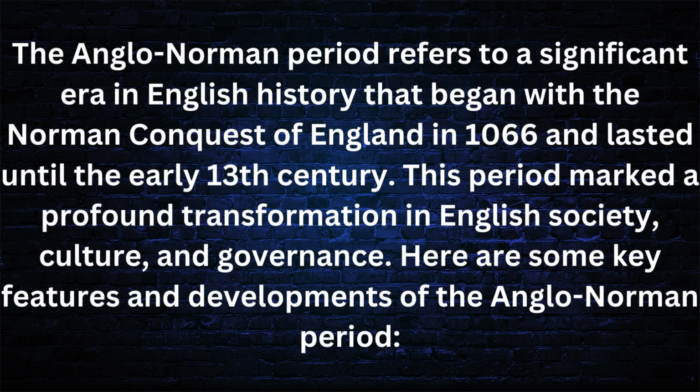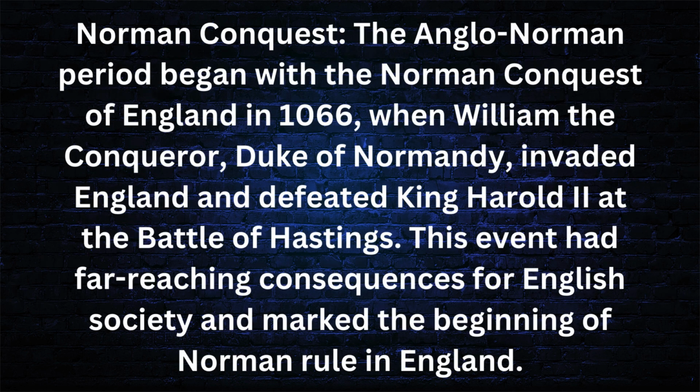Here are some key features and developments of the Anglo-Norman period. The first one is Norman Conquest. The Anglo-Norman period began with the Norman Conquest of England in 1066 when William the Conqueror, Duke of Normandy, invaded England and defeated King Harold II at the Battle of Hastings. This event had far-reaching consequences for English society and marked the beginning of the Norman rule in England.